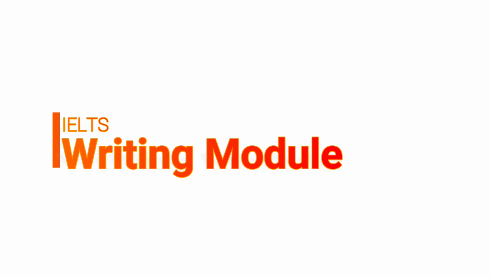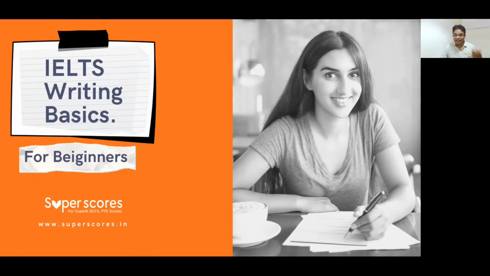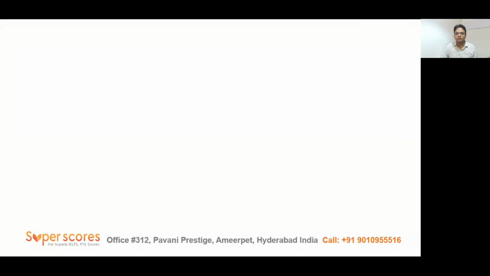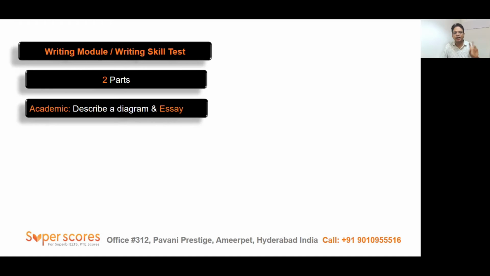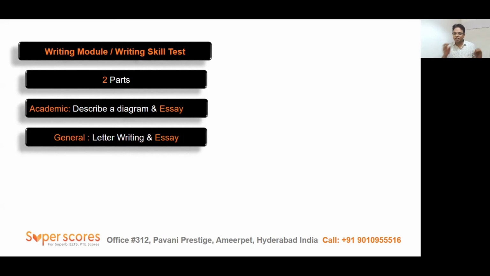Now coming to the IELTS writing module, okay. So we'll understand the basics of the IELTS writing module for beginners. So guys, whether you're taking academic IELTS or general IELTS, there are 2 parts in the writing module. It's not going to change, okay. And the academic people, the study abroad aspirants, will have 2 types of questions. One part is describing a diagram. The other part is an essay. And for the general people, the first part is letter writing and the second part is an essay.